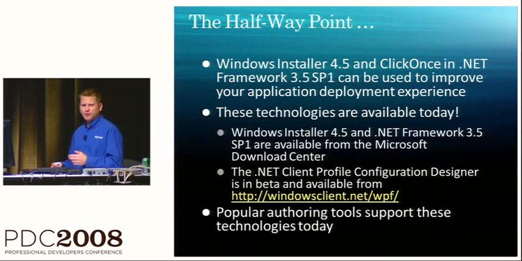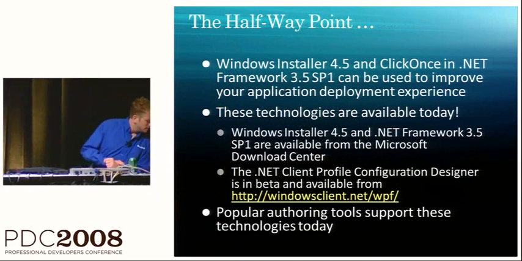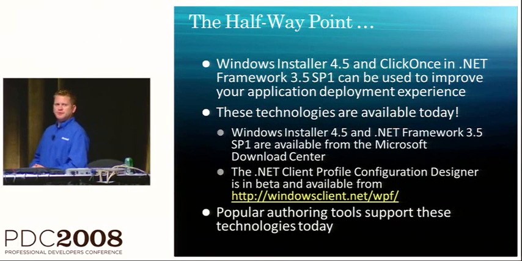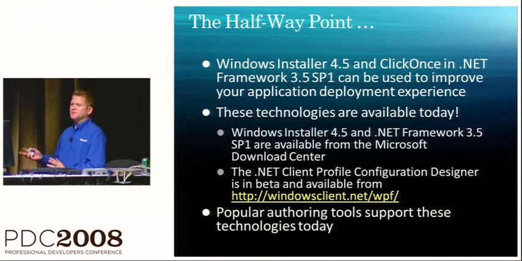So we're kind of at the halfway point of my talk. I think I'm doing okay on time here. So I kind of want to go back and review the takeaways from this first part of the talk. First of all, Windows Installer 4.5 and ClickOnce, they're all available today. And you should look into using them to improve your application deployment experience today. They're both available from the Download Center. Again, the Client Profile Configuration Designer is available from the website. And popular authoring tools support all these technologies today. So there's really no reason why you shouldn't look at these today.